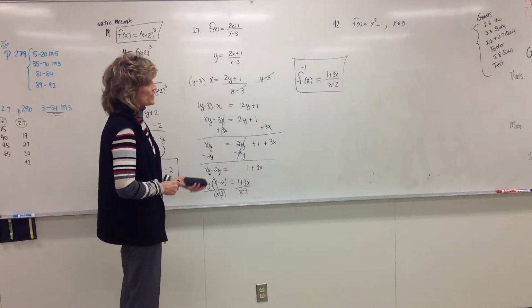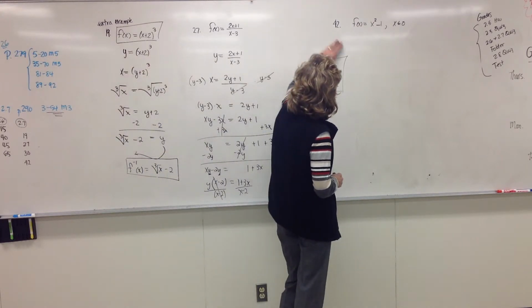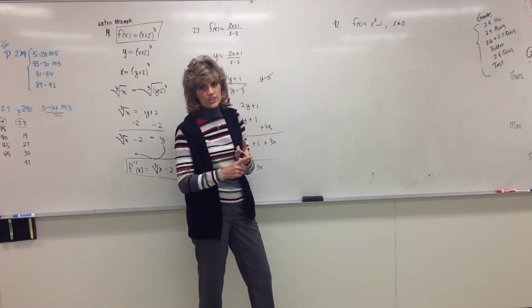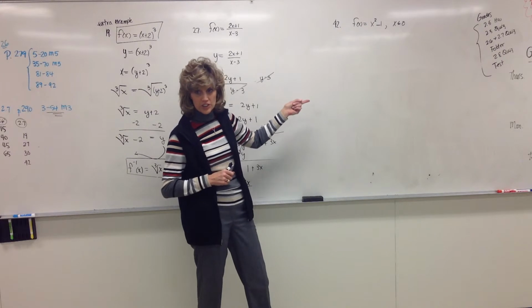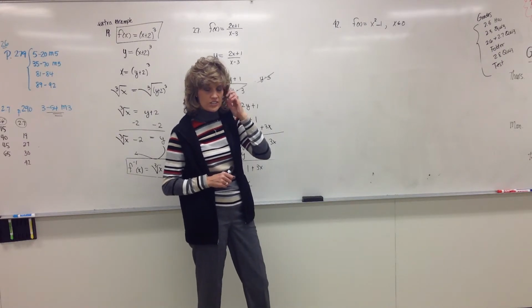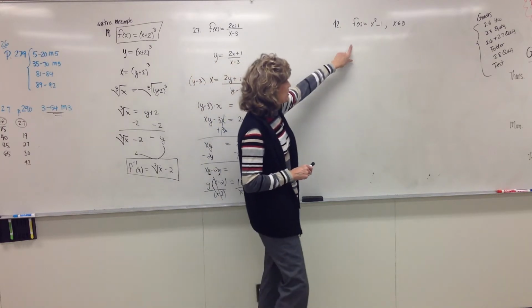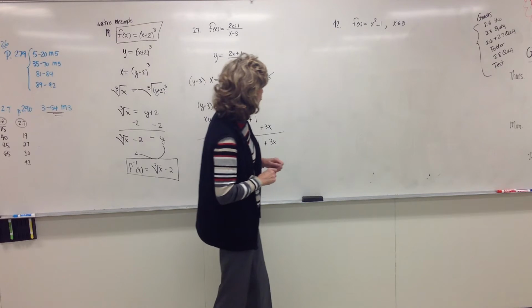Okay, 42. Let's talk about this one. 42 asks you to do three things. It asks you to find an equation for the inverse, and then graph the original equation and the inverse. So I'm kind of going to do these out of order. Let's graph this original equation first. This is a little practice, a little review for your 2.5 redo quiz.